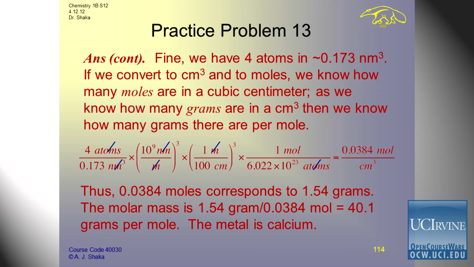Okay, I start with 4 atoms per 0.173 cubic nanometers. I convert nanometers to meters because I'm more comfortable doing that. Fine if you want to, take a shorthand and convert straight to centimeters, but be careful. Sometimes people put 10 to the 11 instead of 10 to the 7 or something funny, and they get it wrong. Doesn't take too long. 10 to the 9 cubed. 1 meter per 100 centimeters. Total cubed. 1 mole per 6 times 10 to the 23 atoms. Boom, boom, boom, boom, boom. I find my units left over are 0.0384 moles per cubic centimeter.